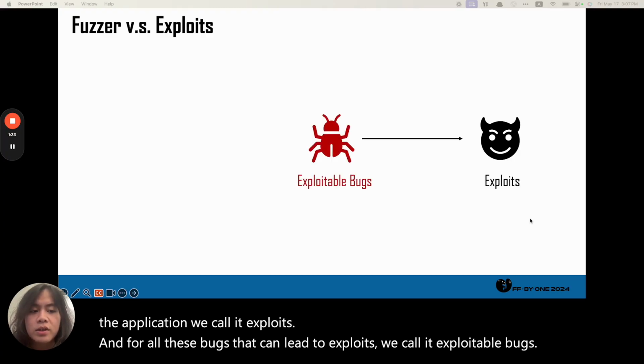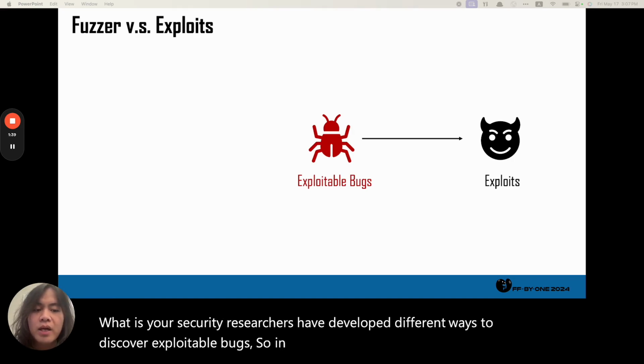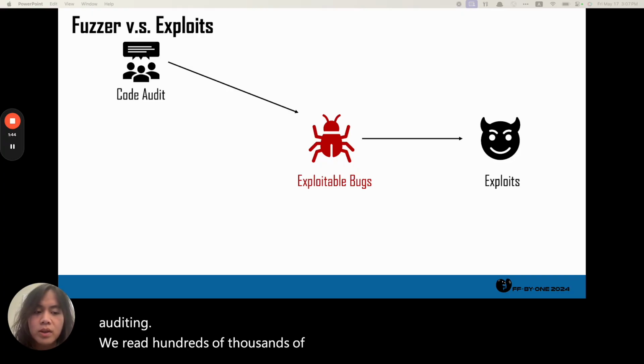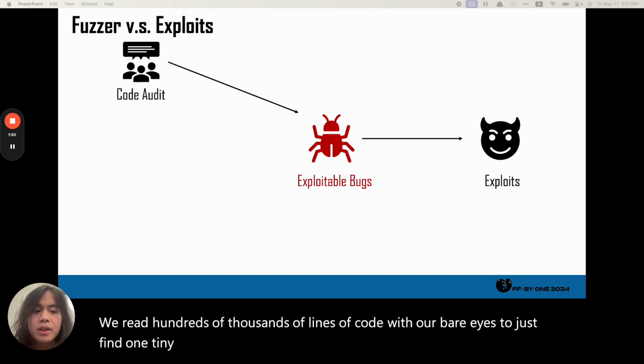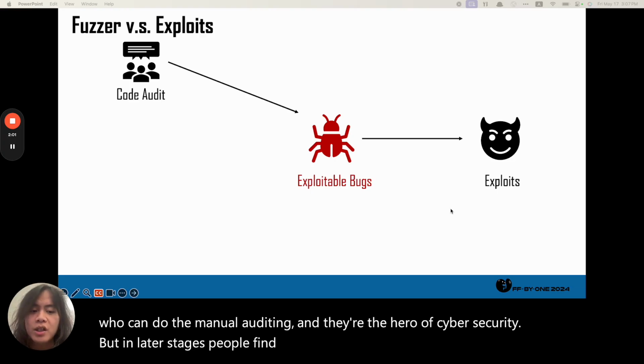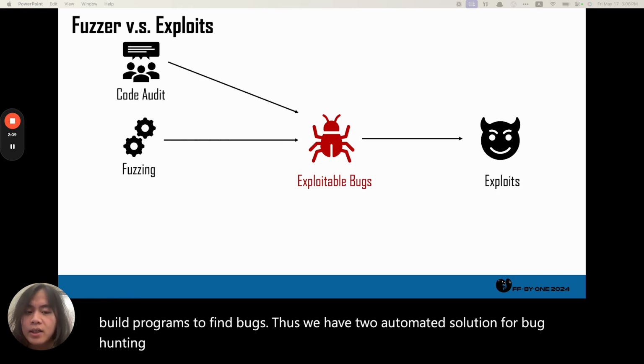And all these years, security researchers have developed different ways to discover exploitable bugs. In the beginning, we started with manual code auditing. We read hundreds of thousands of lines of code with our bare eyes to find one tiny variable misuse or a missing lock. I really admire those people who can do manual auditing; they're the heroes of cybersecurity. In a later stage, people found manual auditing was inefficient, so they built programs to find bugs. Thus, we have two automated solutions for bug hunting: the dynamic way, aka fuzzing, and the static way, static analysis.